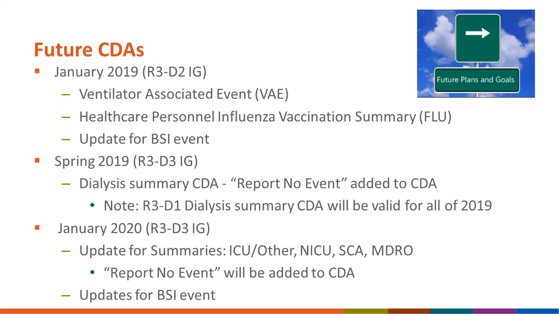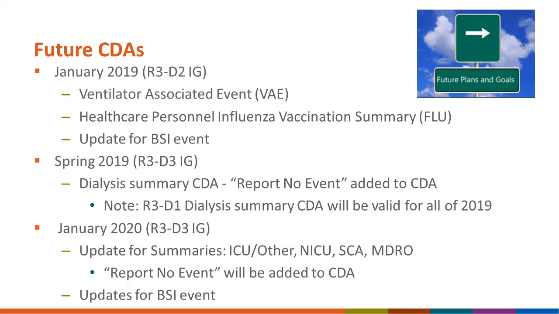As we discussed today, 2 new CDAs will be available for import beginning January 1, 2019. They are the VAE and Flu Summary CDA. The BSI event will move from the R9 to the R3D2 version and will include 3 new fields. In the spring 2019 release, we plan to have a soft roll-on for the R3D3 Dialysis Summary CDA that will include Report No Events. After the spring release, both versions will be valid for the rest of the year. The current R3D1 Dialysis Summary CDA will not be valid for 2020.